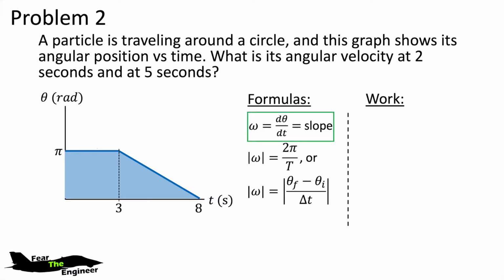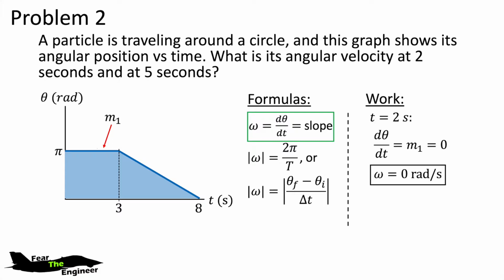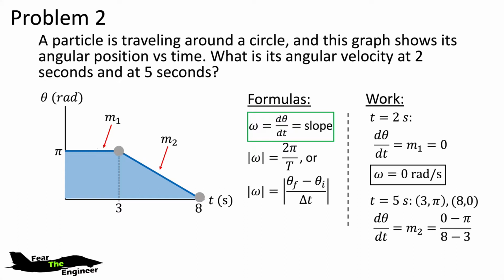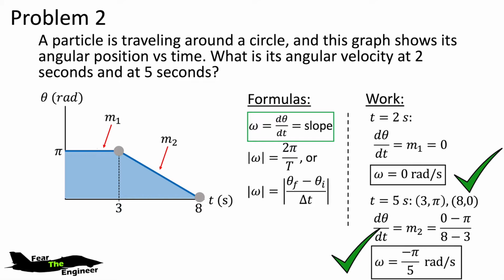Let's use it. At 2 seconds, the slope is the same as the slope of that whole left portion of the graph. In this case, that slope is 0. So the angular velocity at 2 seconds is 0 radians per second. At 5 seconds, the slope is the same as the slope of the right portion of the graph. When we pick 2 points along that line and find the slope, we get negative pi over 5. So the angular velocity at 5 seconds is negative pi over 5 radians per second. Now, let's move on to the next problem.